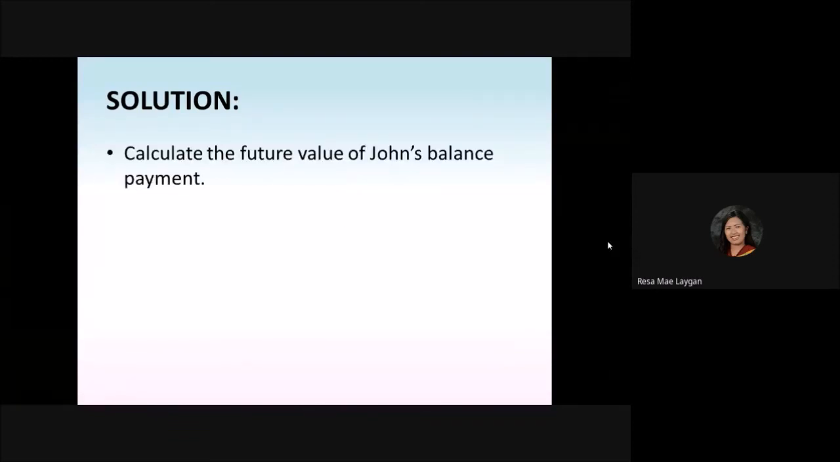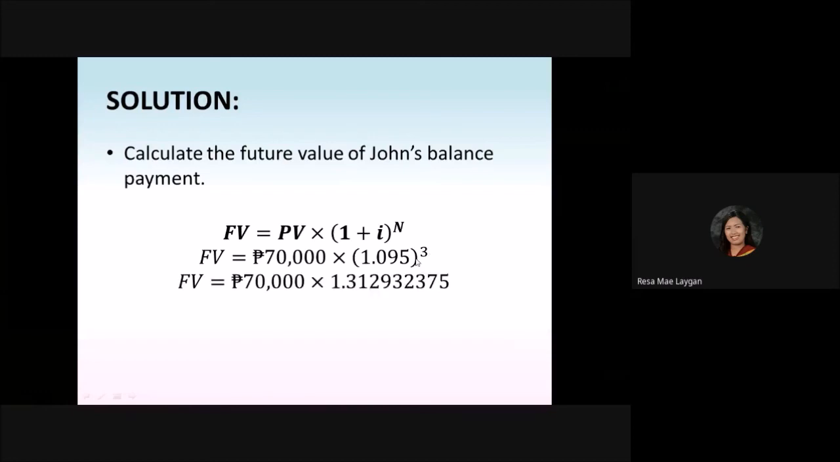So first, you calculate the future value of John's balance payment. Take note that the balance payment of John is 70,000 pesos, and that is the present value, right? So using the compounding formula, which is this one, and the given values, you substitute the given values in this formula. So you have your present value, which is 70,000 pesos, and 1 plus 0.095, you have this. And n, which is 3. So 1.095 to the power of 3 is equivalent to 1.312932375. So you multiply this value by 70,000 pesos, which is 91,905 pesos and 27 centavos.